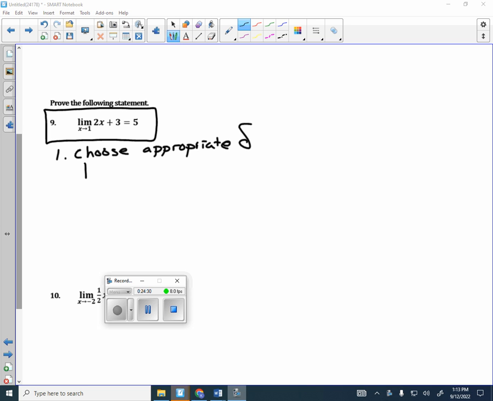Absolute value of what? 2x plus 3 minus 5 is less than epsilon whenever x minus 1 is less than delta. Go ahead and see if you can set up the first part, finding an appropriate delta. Go.